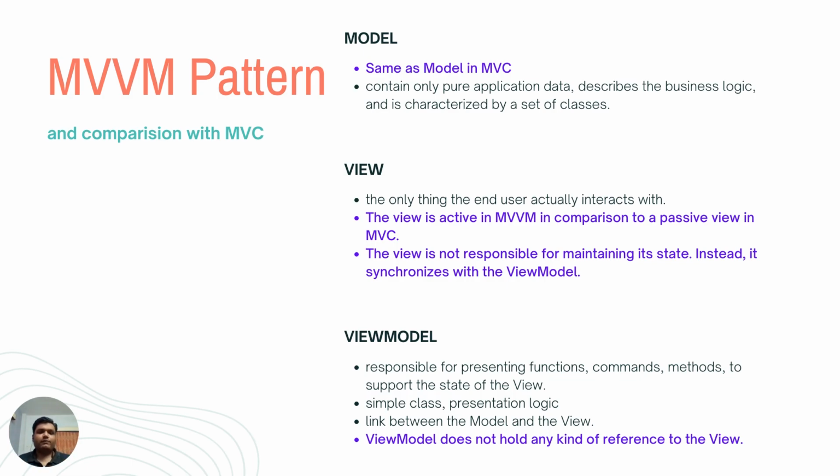Now let's look at the view model. Like in the MVC pattern, we had a controller as a middleware, here we have the view model as a middleware. The view model is responsible for presenting functions, commands, and methods to the state of the view. It's basically a simple class which contains the presentation logic, and it does not hold any kind of reference to the view, which means the view model is unaware of whether the view is present or not. There is no tight coupling between view and view model, and it's the biggest advantage of MVVM over MVC.